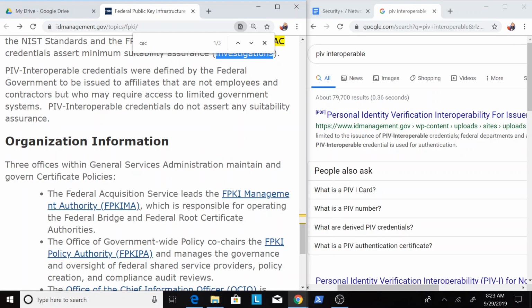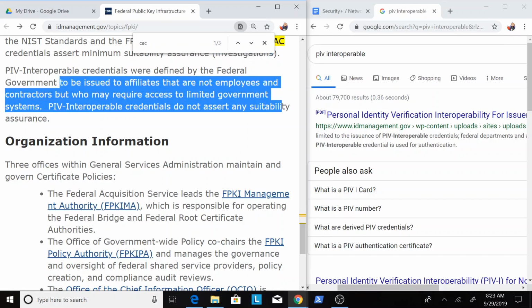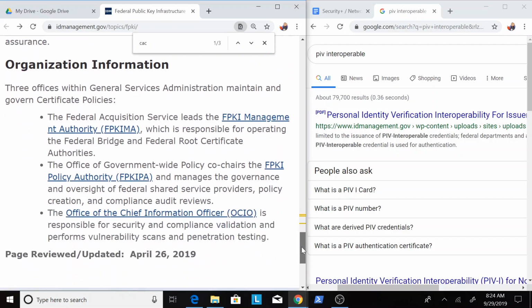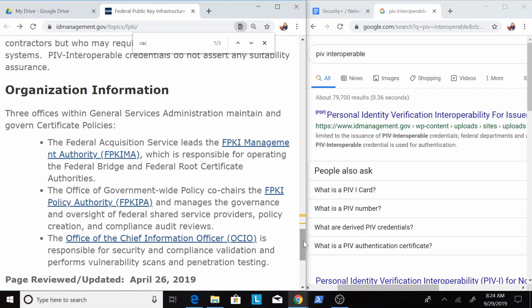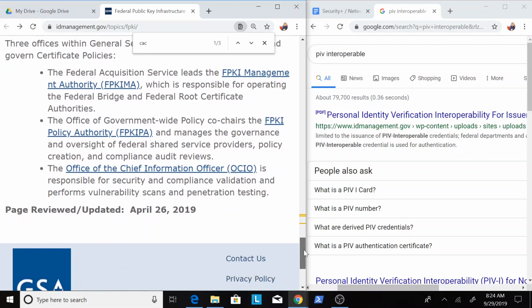government networks. These credentials were defined by the federal government to be issued to affiliates that are not employees and contractors, but who may require access to limited government systems. PIV interoperable credentials do not assert any suitability assurance. So it's all about just identification, not whether that identity is suitable to be accessing whatever government networks they're referring to here.